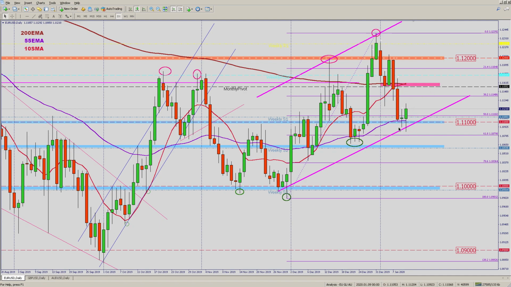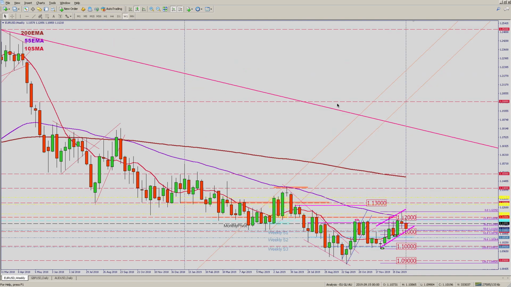So if it does find support at this lower channel trend line, then it could gradually move up through this intermediate resistance and back up to retest the weekly R1, but we'll see what the new pivot levels are. But it will take a few weeks to recover this.